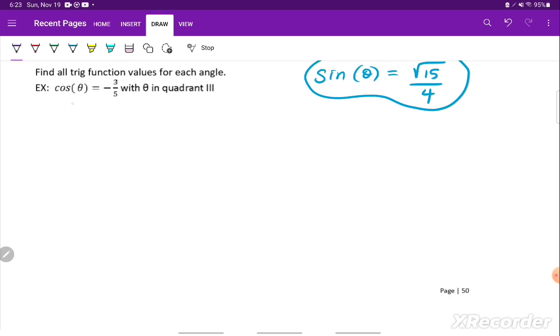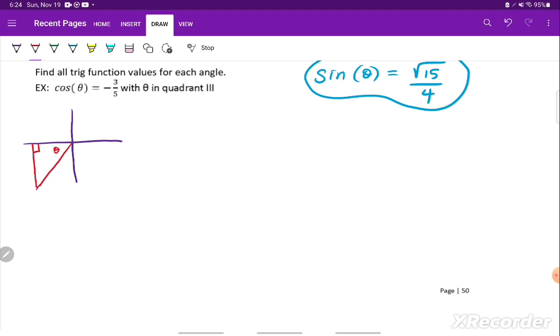So they're telling us that cosine of theta is equal to negative 3/5, where our angle theta is in quadrant 3. So I'm going to draw an angle in quadrant 3. And it doesn't matter where, just draw it somewhere. Now I'm going to drop a perpendicular to the x-axis. And you always drop it to the x-axis. This is going to create a right triangle. And here's our angle theta.